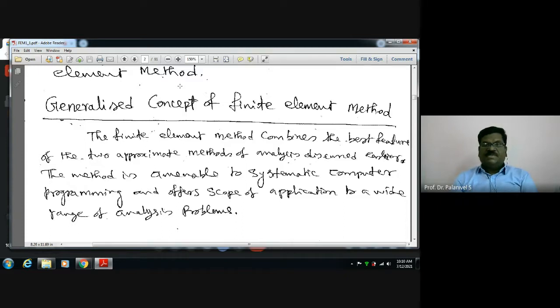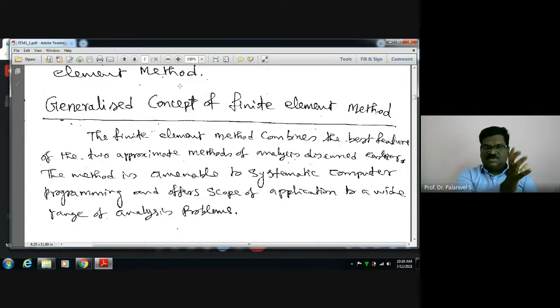The finite element method combines, as I told you, the best features of the two approximate methods. Which approximate methods? The finite difference method and the Rayleigh-Ritz method. The finite element method combines the best features of the two approximate methods of analysis discussed earlier. Although we have not discussed the finite difference method with you because it is not in your syllabus, only Rayleigh's method was discussed, no problem, but keep it in mind.